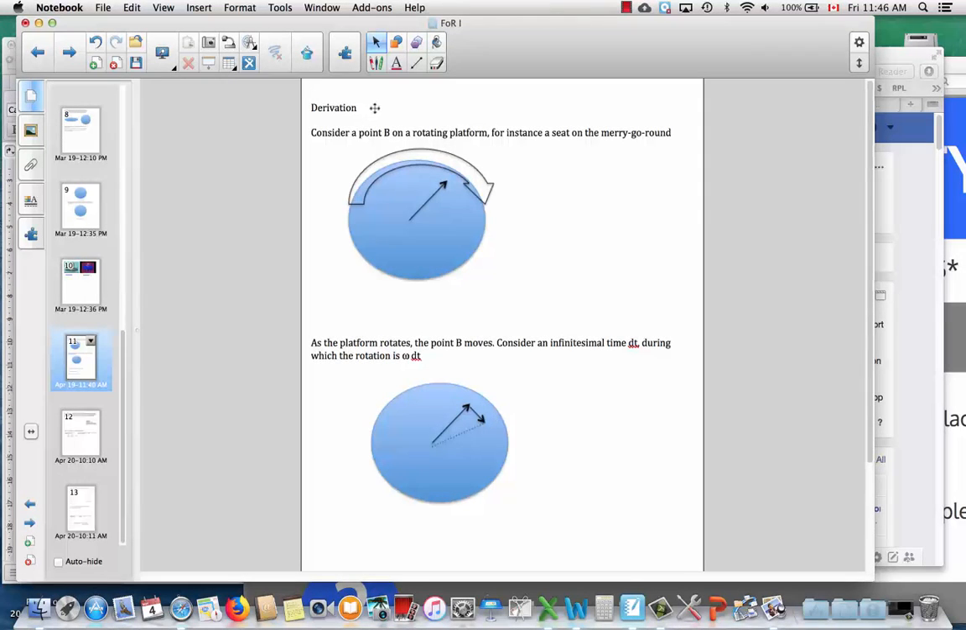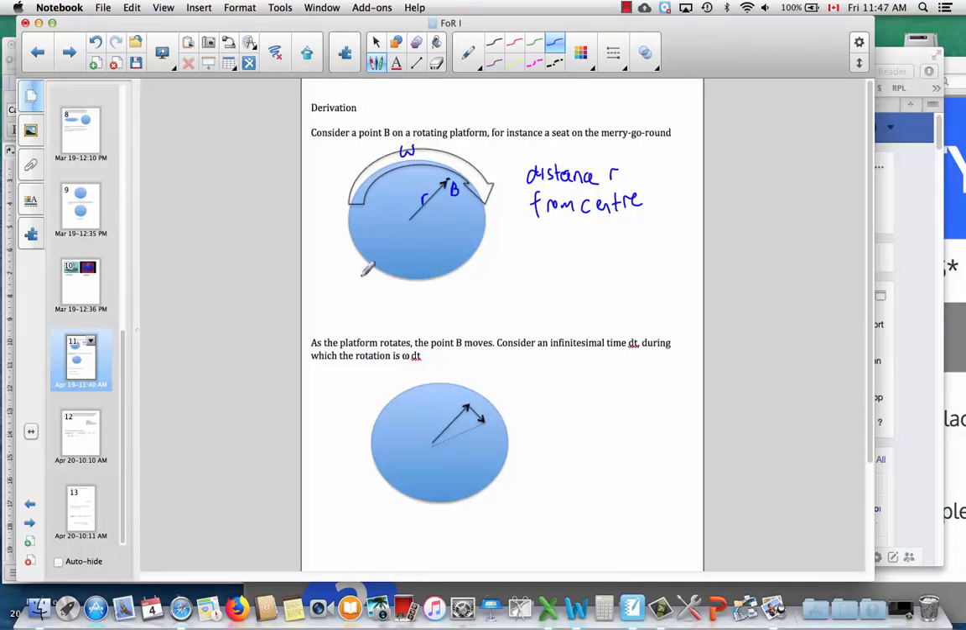So we're going to present a simple derivation of the formula for the Coriolis and centrifugal accelerations. Let's consider a point right here, point B, on, say, a rotating platform. And this point B is at rest, and it's a distance r away from the center. Now, the direction of the rotation is indicated here on the diagram.